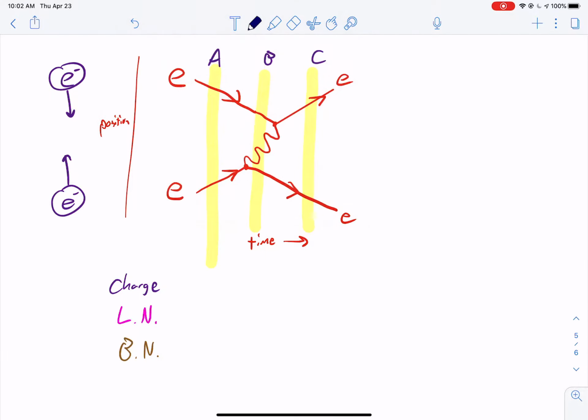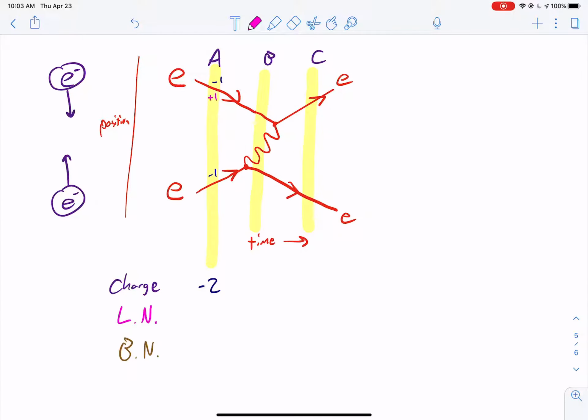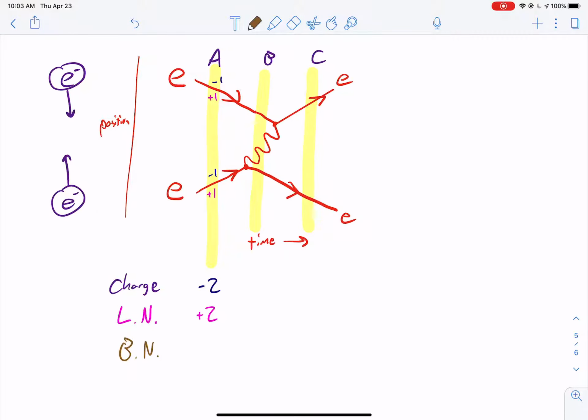Okay. So first of all, charge. Using my standard model, I know the charge of this top electron is -1. The charge of the bottom electron is -1. That gives us a total charge of -2. The lepton number of an electron is +1, so the lepton number is +2. The baryon number, no, this is not a quark, so 0. Baryon number is 0. These values, charge, lepton number, baryon number, must stay constant the whole time. At times B and C, you must have the same values.